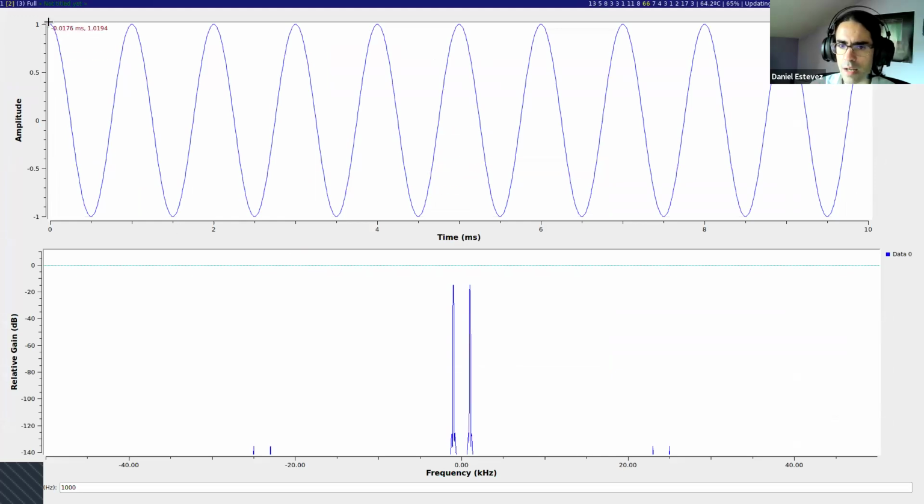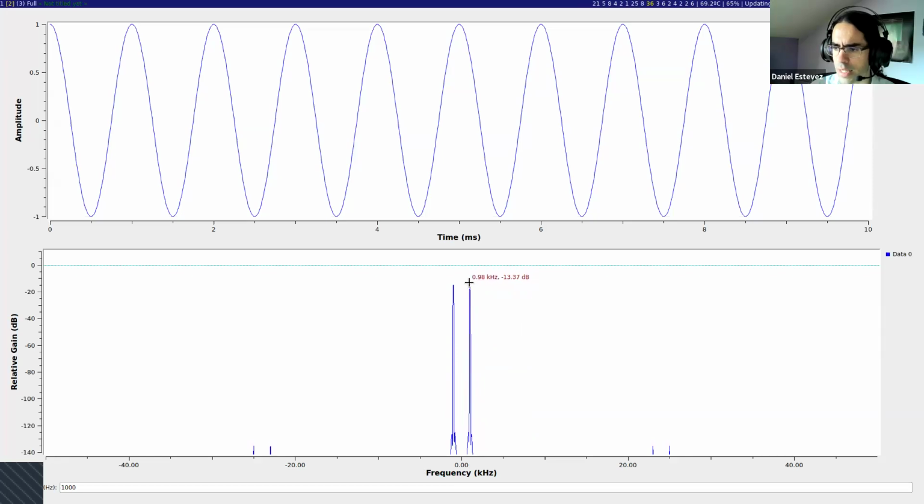What I have is a cosine function, and you can see it here. It has a frequency of 1 kilohertz. So that means that in 10 milliseconds, my x-axis is 10 milliseconds, I should have 10 cycles. And I'm not even going to count them. I think there are 10 cycles. And in the frequency domain, what we have is at 1 kilohertz, we have a spike. So that means, yeah, there is a tone at 1 kilohertz.